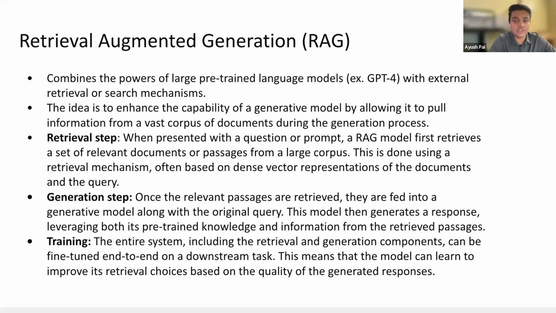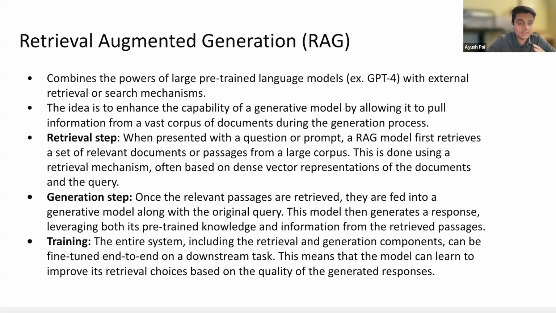So the purpose of RAG is to supplement the generative power of these models by enabling them to utilize a broader range of information than the initial training. The process begins with the retrieval step. When presented with a question or prompt, the RAG model first retrieves relevant documents from a large corpus.